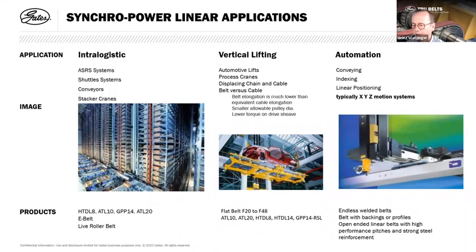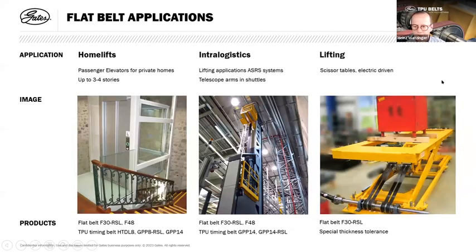In vertical lifting application, our belt can work with significantly smaller pulley diameters versus steel cable, which reduce the cost and the weight of the drive system. So it's lighter weight and more efficient and saves energy as a result. And automation is another wide field of applications, and the XYZ linear motion systems are a perfect application for Synchro Power Belt. Next page, David.